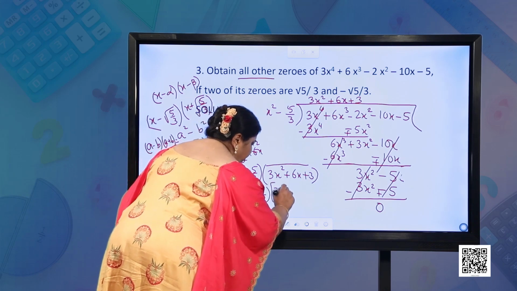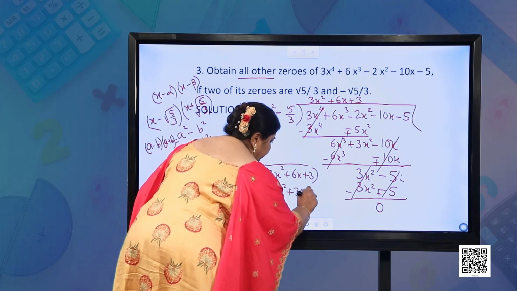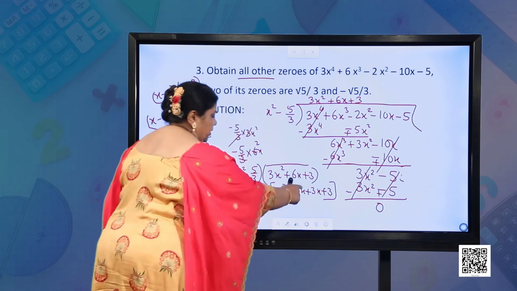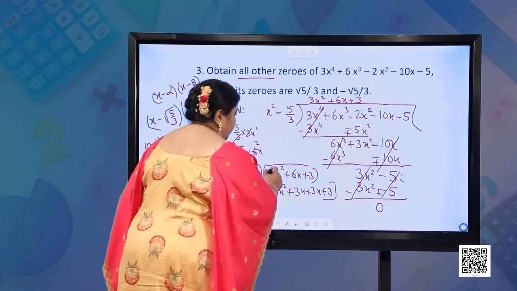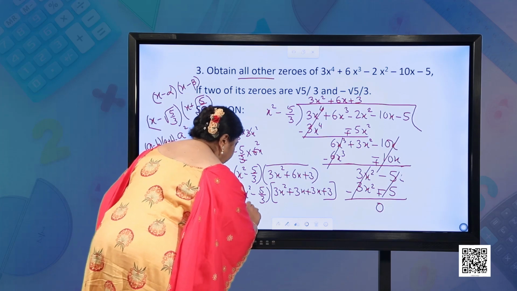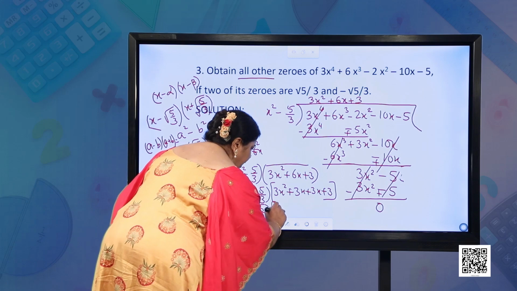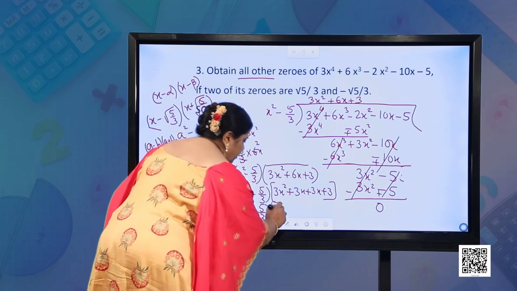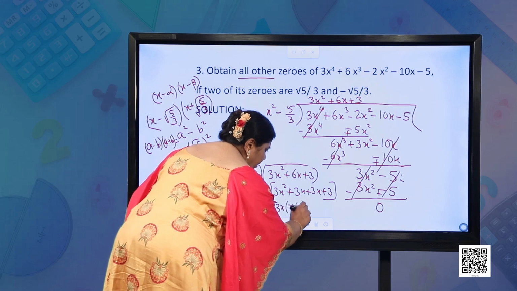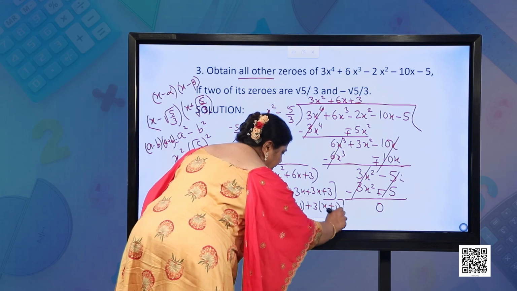By splitting of middle term, I can write this as 3x plus 3x plus 3. Look here, 3 plus 3 will give me 6 and 3 into 3 is 9. So, both the conditions are met and we have here 3x as common. So, I have x plus 1 and here 3 is common. So, x plus 1 is also a factor.